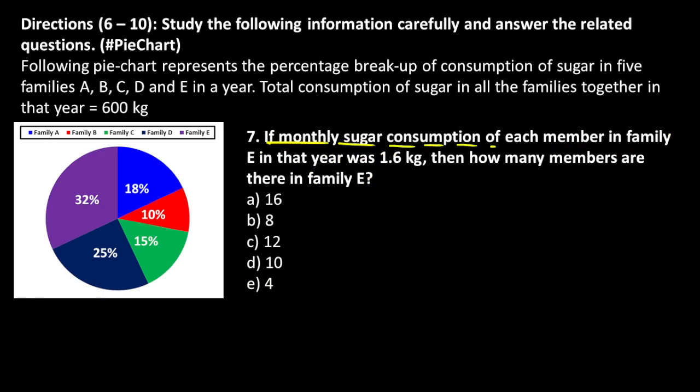Next one: if the monthly sugar consumption of each member in family E in that year is 1.6 kgs, then how many members are there in the family E? Total consumption is 32%. And that is 32 times 6.